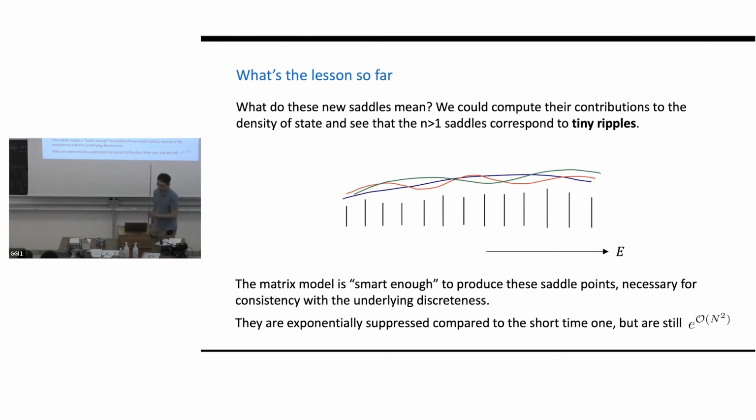Now, the matrix model that I showed you earlier is smart enough to produce these saddle points, of course, as it should, which are necessary for consistency with the underlying discreteness. These saddle points are exponentially suppressed compared to the short time saddle point. But I want to emphasize that they still give you a very, very large answer in the spectral form factor. In other words, their contributions are still of order e to the N squared. So they are not a very small contribution.